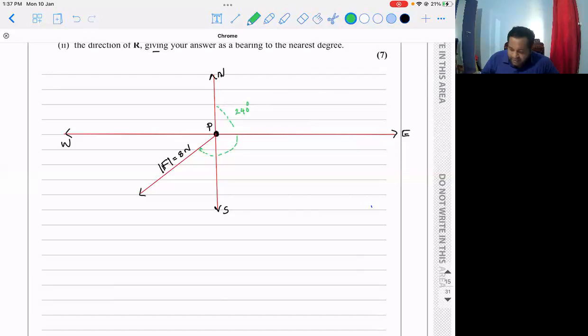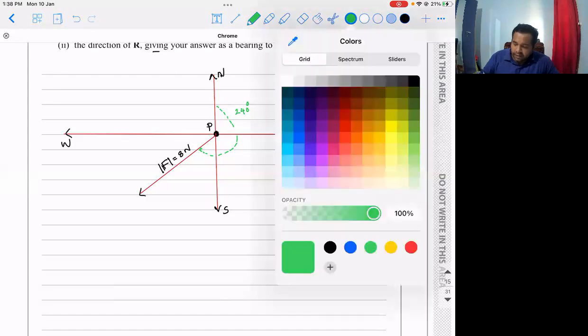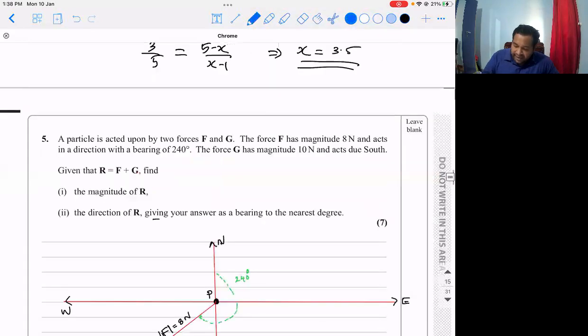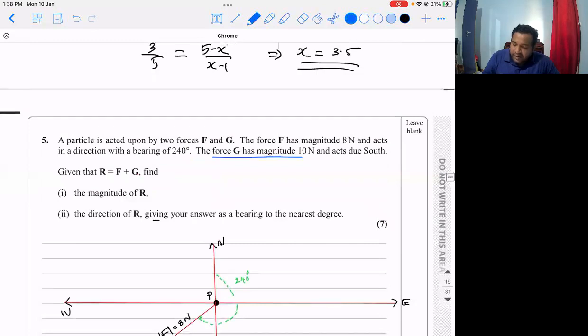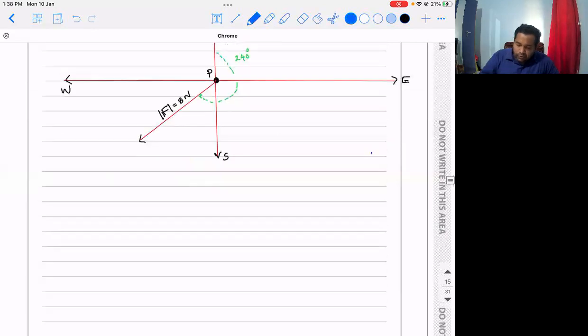Then the speciality of G, which has a magnitude of 10 Newton and acts due south. So we will mark that as well. So that is our G. The modulus of G, that means its magnitude, is 10 Newton.